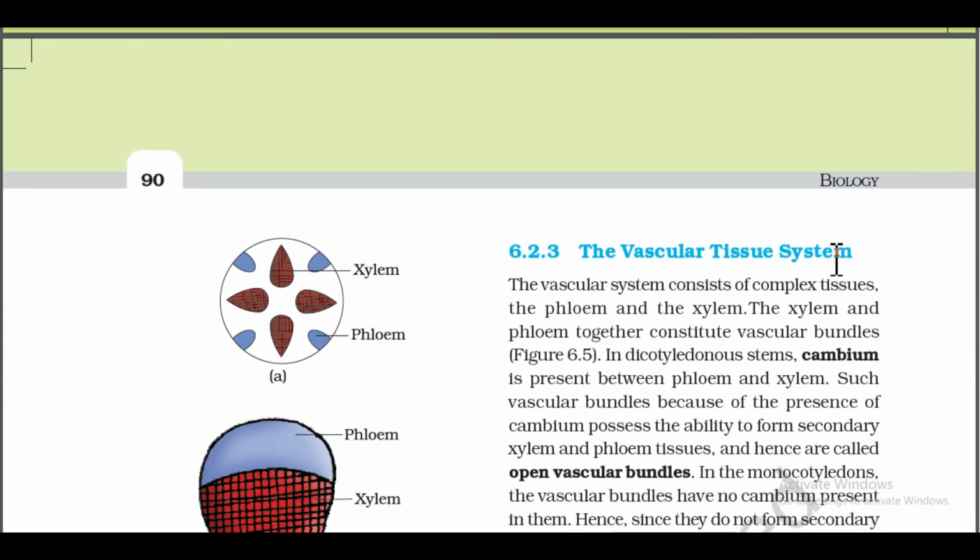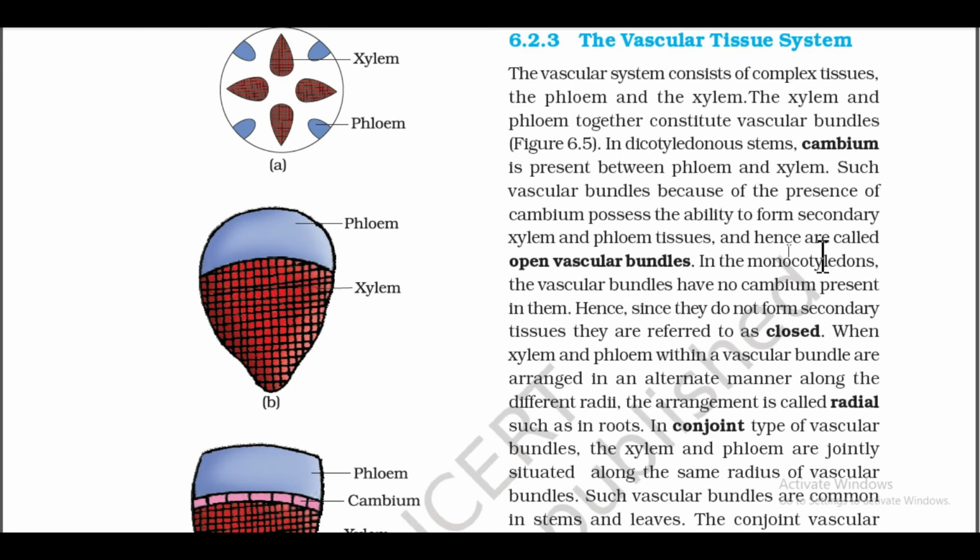6.2.3 The vascular tissue system. The vascular system consists of complex tissues, the phloem and the xylem. The xylem and phloem together constitute vascular bundles. Figure 6.5. In dicotyledonous stems, cambium is present between phloem and xylem. Such vascular bundles, because of the presence of cambium, possess the ability to form secondary xylem and phloem tissues and hence are called open vascular bundles.